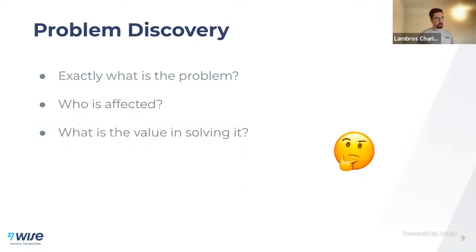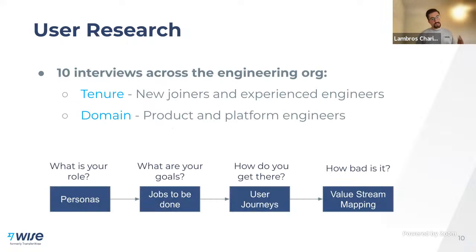The next step was, of course, to find out what's going on. Why is this score so low, who is affected, is it even worth solving, and how can we solve this? So this is the next step, which is user research.